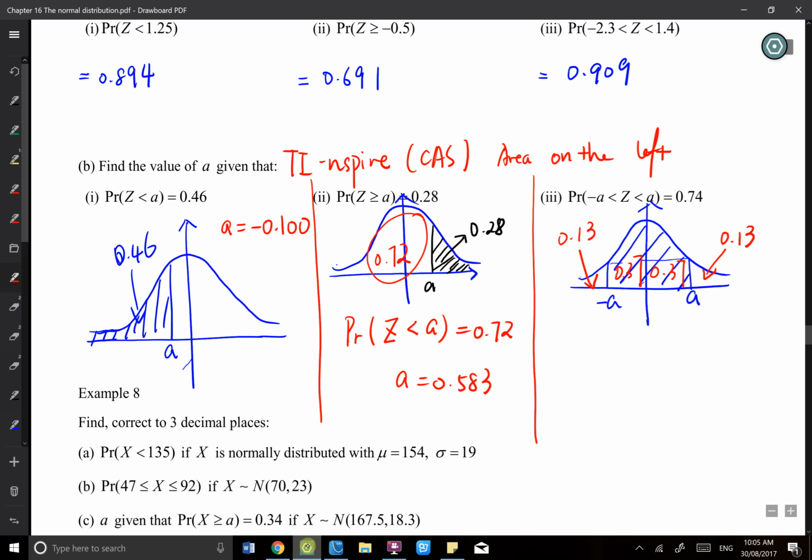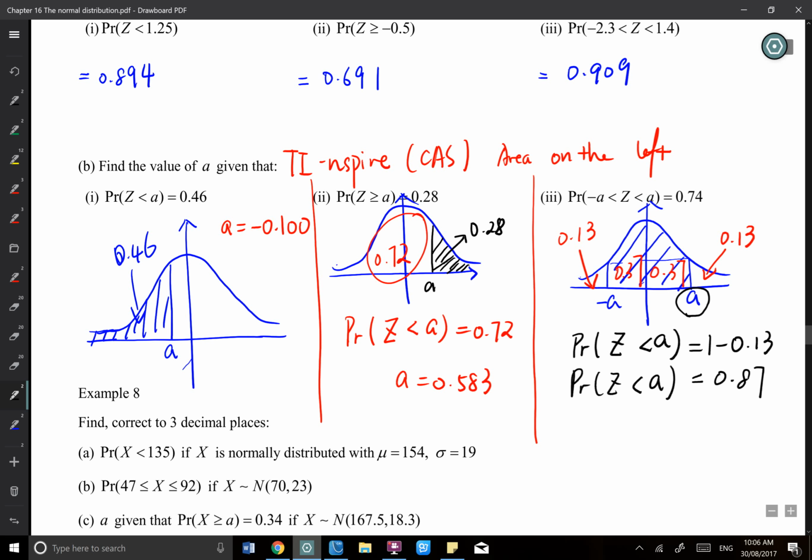So let's say you're looking for A. What you want to know is the probability Z is less than A. So Z less than A is 1 minus 0.13, minus the greater than A bit, and that is 0.87. So you want to use this equation to help you work on the value of A. Anytime you want to look for a number A, it must be Z less than A or X less than A, and you know that area. So that area is 0.87.